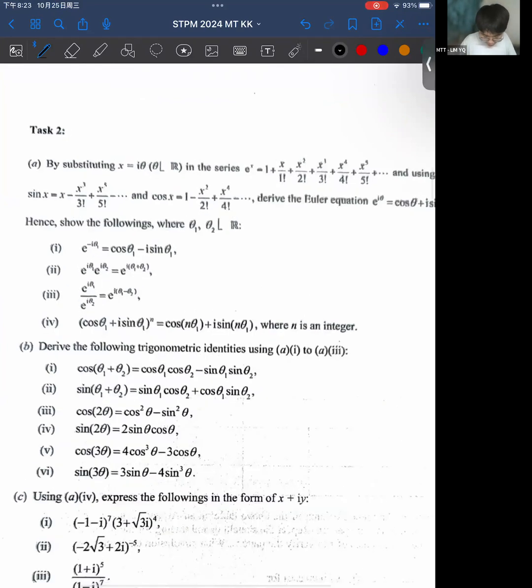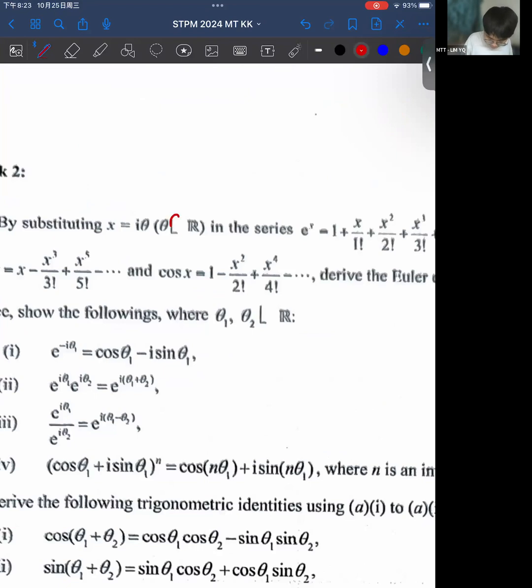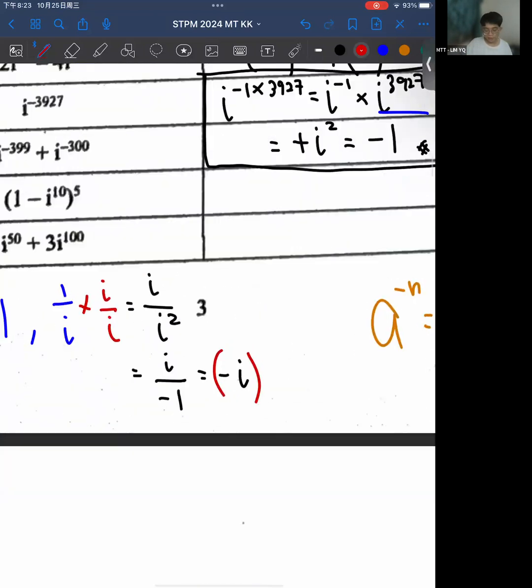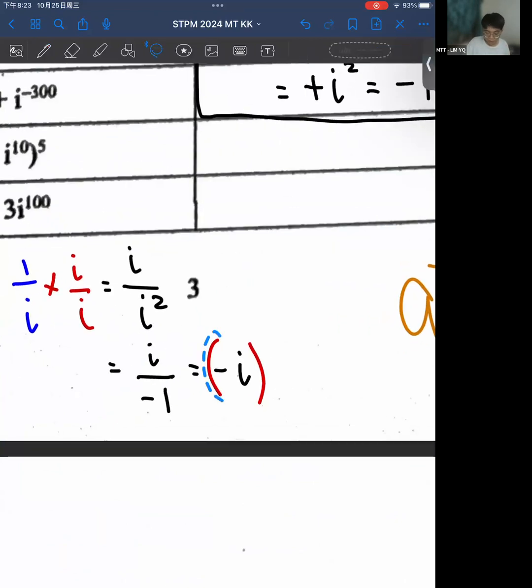Actually here, I think this one is the element of symbol. You may change it. Teacher, why is 1 over negative 1 equal to negative i? Okay, maybe I could not convince you. Never mind, I will try another one.